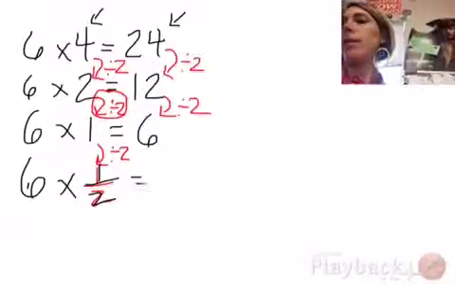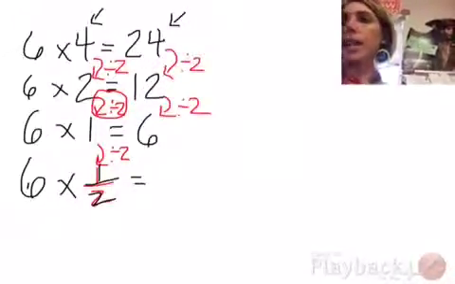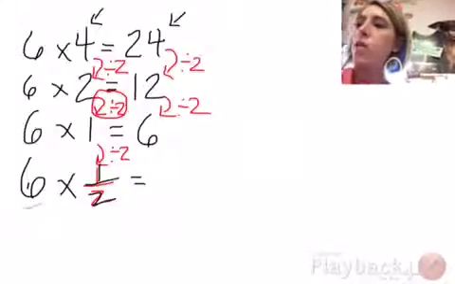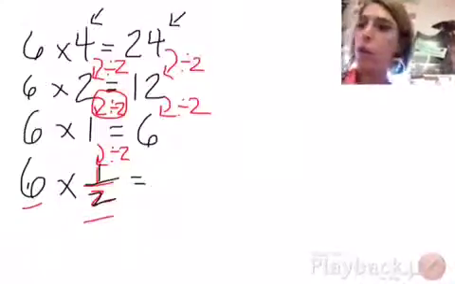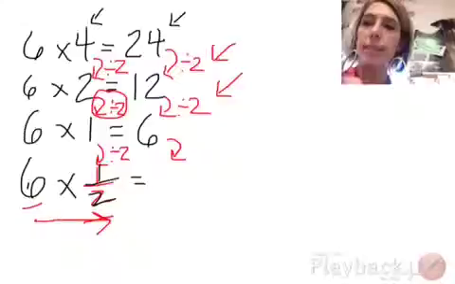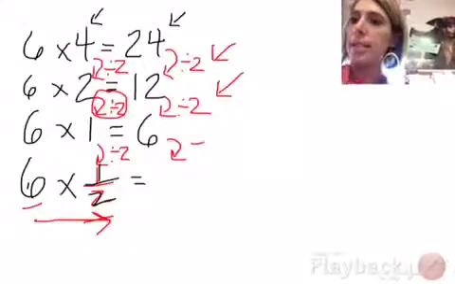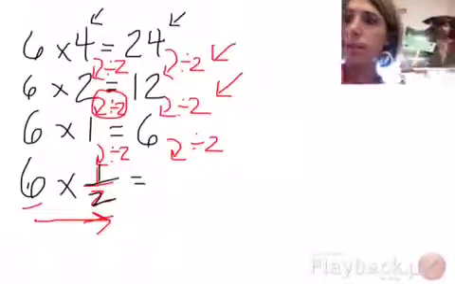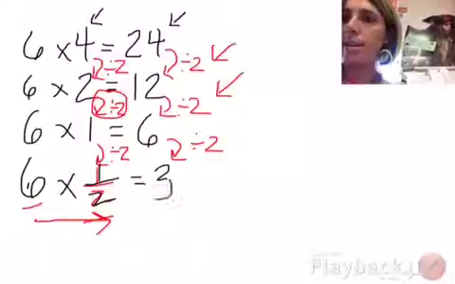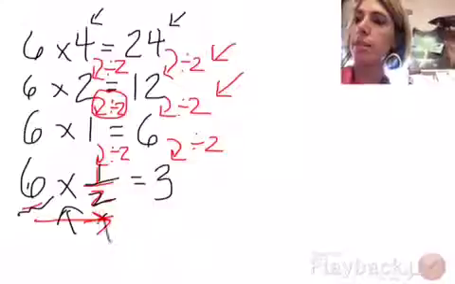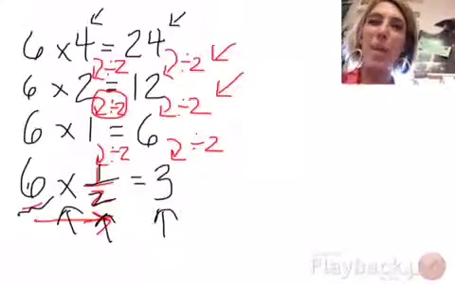Okay. So let's use our same patterning skills, because you probably haven't ever taken a whole number times a fraction. So you couldn't necessarily go this way in the problem. So let's go ahead and use our pattern that's been working for us and see what we get. So 6 divided by 2, well, that's easy enough. 6 divided by 2 is 3. Do you believe me that 6 times 1/2 is 3?